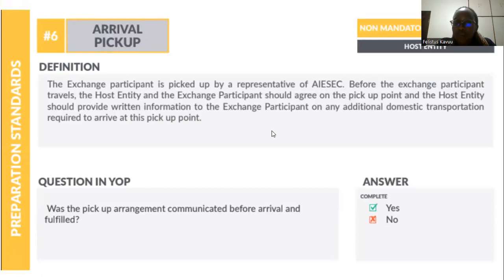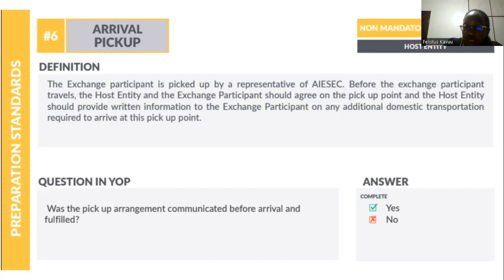Remember, this is an unmandatory standard, but for us, we aim for completion. So this is a standard that we are able to fulfill. We have a driver, Asman, who coordinates the airport pickup. Again, reach out to your LCVP IGV, and they will explain this entire process and give you the contact of the in-between people. So the EP is picked up by a representative of ISEC.